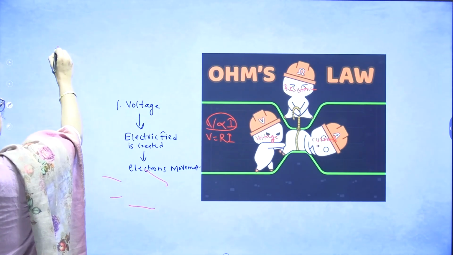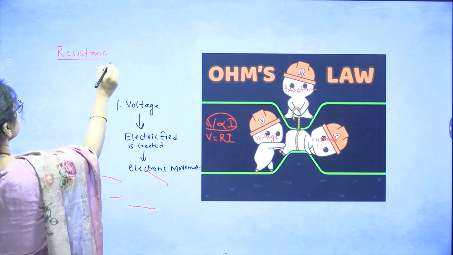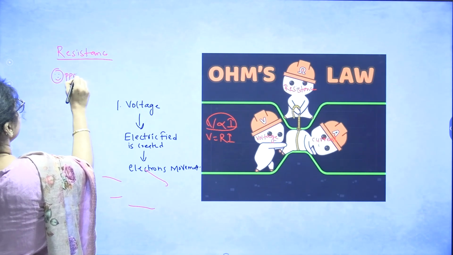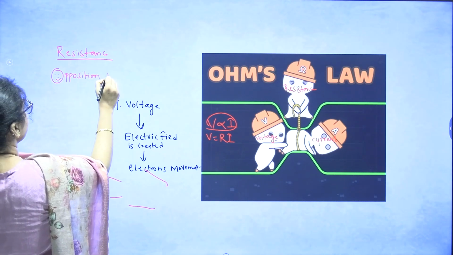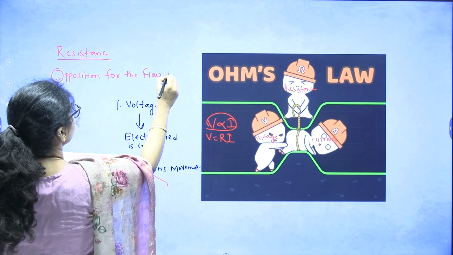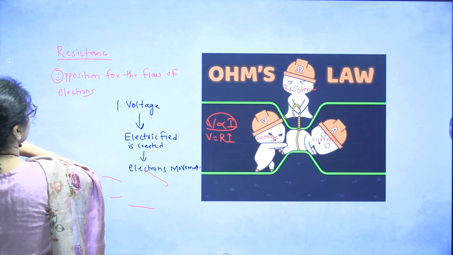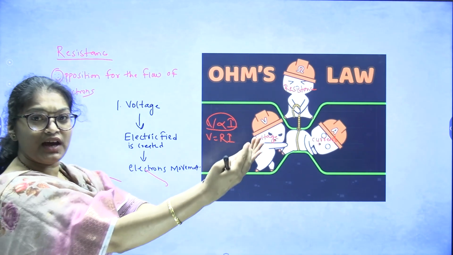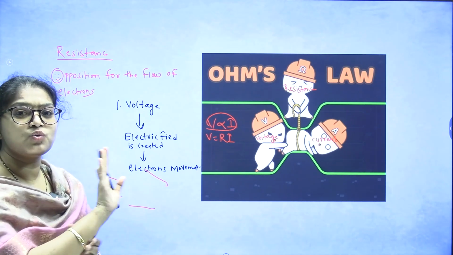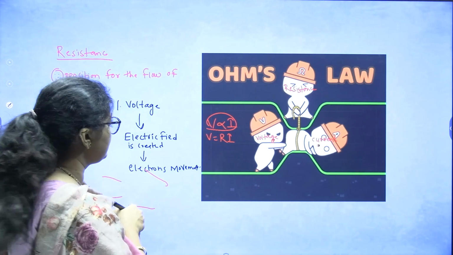now we'll write resistance also, then I'll elaborate that diagram. Resistance means opposition for the flow of electrons. Simple. It is known as resistance. So from there many electrons are coming and some of the electrons are opposed. So that is known as resistance. Opposition of electrons is known as resistance. Clear?